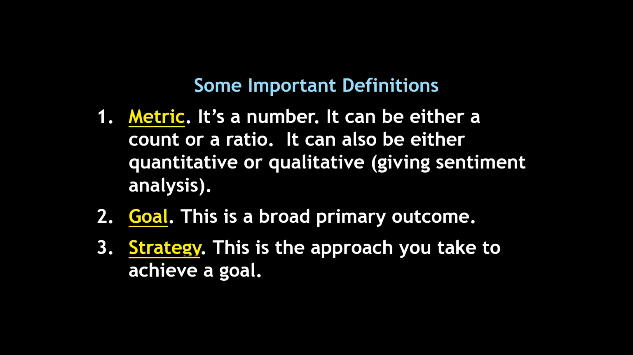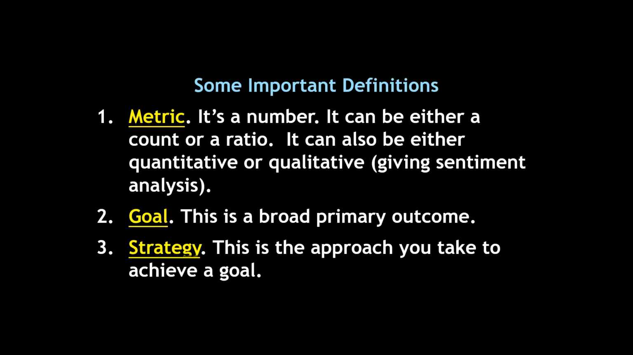Now let's go on to some important definitions. First off, a metric. What is a metric? It's a number. It can be either a count or a ratio. It can also be either quantitative or qualitative. And when we talk about it in terms of being qualitative, it can give sentiment analysis in that process. So basically, any sort of data that can be narrowed down into some sort of a figure is going to be a metric.